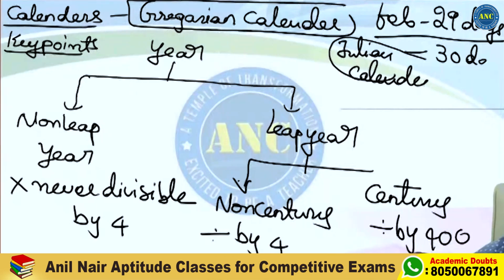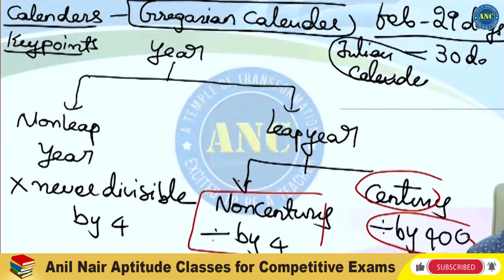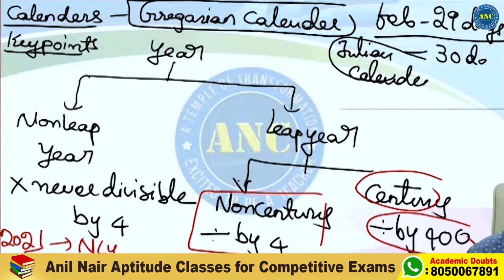Please make a note, sir. A leap year is not a year which is always divisible by 4. It depends upon the question. If it is a century, it should be divisible by 400. If it is a non-century, it should be divisible by 4. Take 2021. 21 is not divisible by 4. It is a non-leap year.